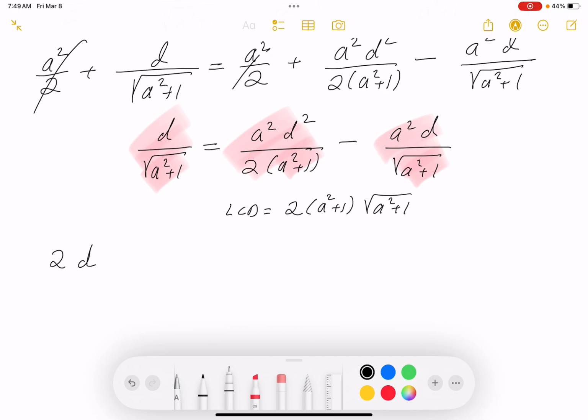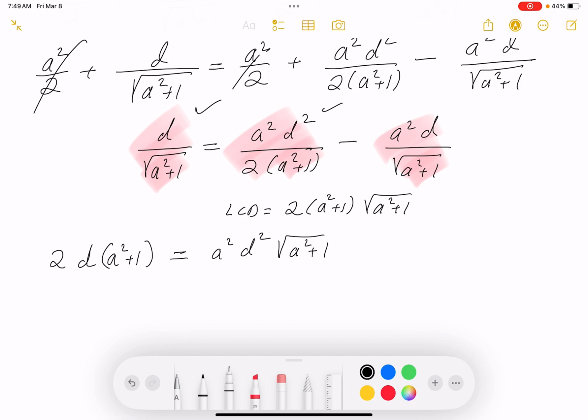And then the root of a squared plus 1 would disappear, and I'm left with a squared plus 1. Let me just check that again. Yeah, looks pretty good. Let's do the next one. The 2 cancels, the a squared plus 1 cancel, and I'm left with a squared d times the root of a squared plus 1.